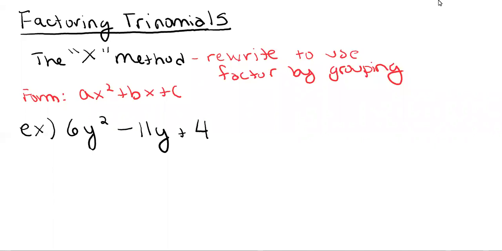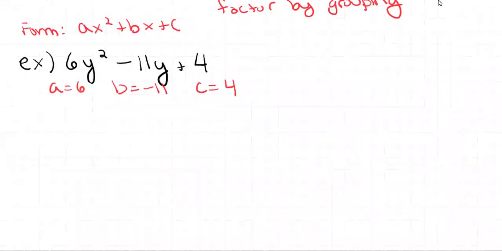c. In other words, a is the number in front of the squared term, b is the number in front of the x term, and c is the number all by itself. So in this example, a would be 6, b would be negative 11, and c would be 4. Okay, so let's factor using the X method.